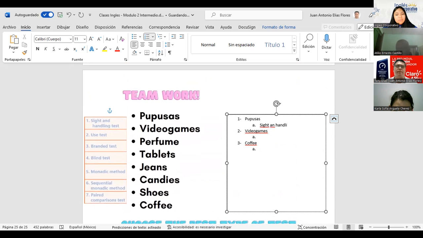Blind test? Yes, I think. Blind test. Because on this one, the consumer focuses strictly on the product's characteristics and not on the brand, right? Degustation test, like use test. Use test. Degustation test. Prueba de degustación.